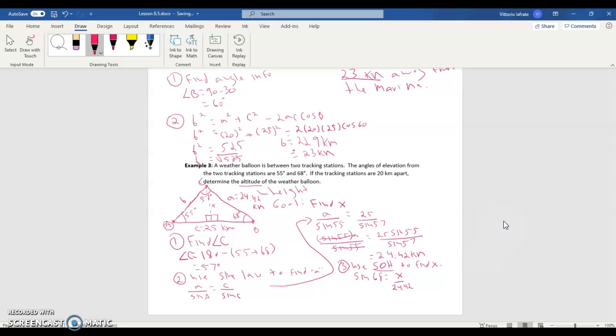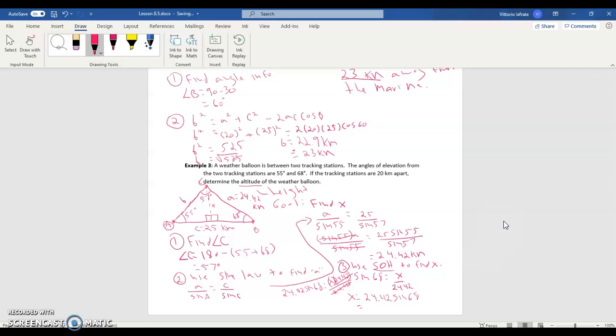So that means that x would be equal to, if I send this to the other side, it's a multiplication, so 24.42 times sine 68. And the reason that worked out, I'm just going to do the work on the side here, is because I multiplied everything by 24.42, both sides of it, times 24.42, brackets, 24.42, cross that out, and that's why that works out.